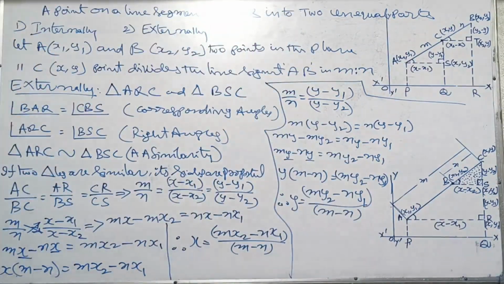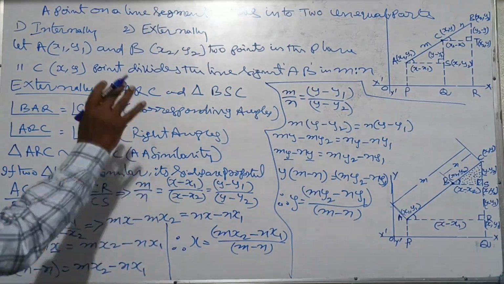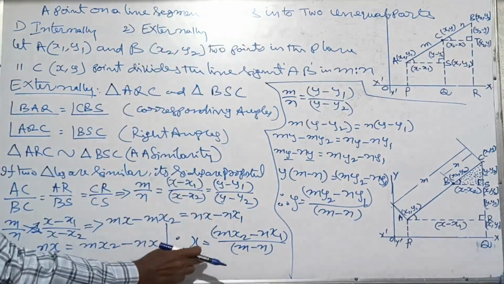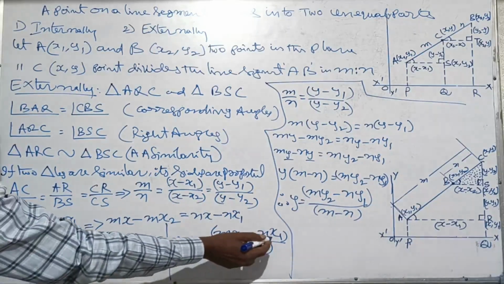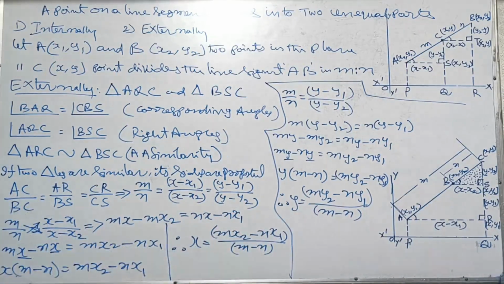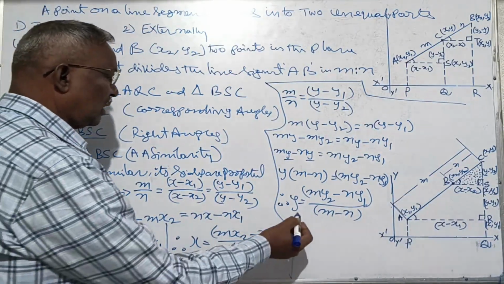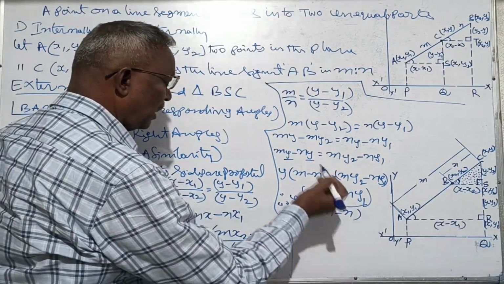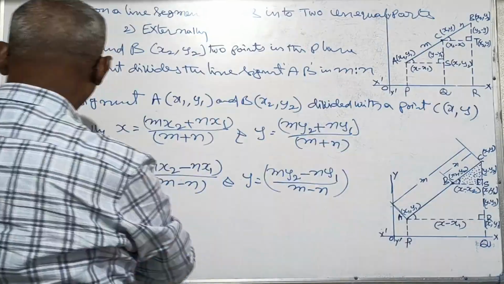So that means if a line segment divides externally, the x ordinate is equal to mx2 minus nx1 by m minus n, and the y ordinate is equal to my2 minus ny1 by m minus n.